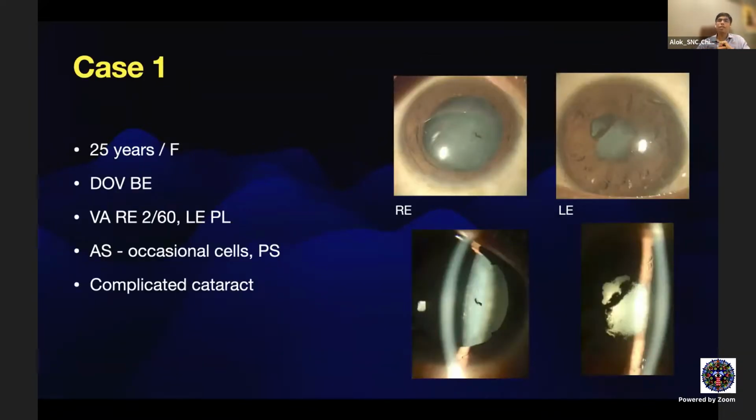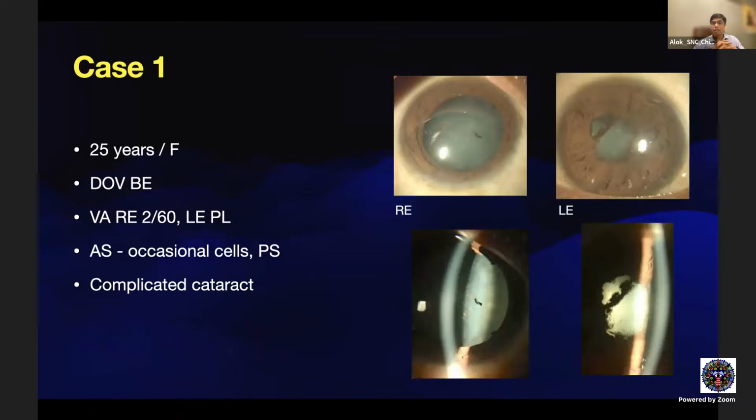My first case is this 24-year-old female who recently came to our OPD with diminution of vision in both eyes. The left eye was PL positive and the right eye vision was 2/60. As you can see from the anterior segment picture, the left eye showed a ring synechia, while in the right eye, you can see that it is dilated and there are pigments over the lens capsule, which suggests that there is broken synechia.